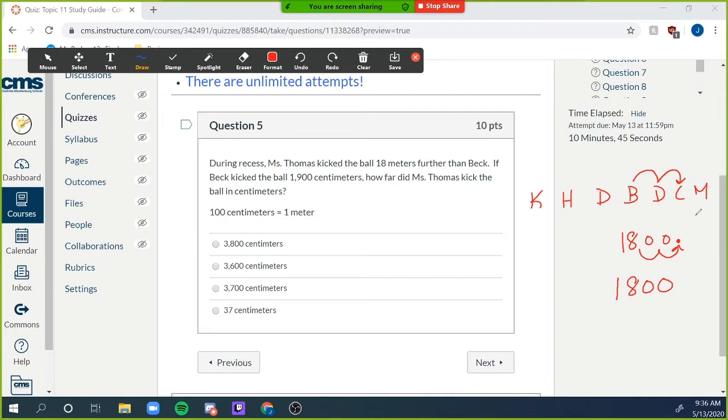So if Beck kicked it 1,900 centimeters, how far did Ms. Thomas kick it? Well, she kicked it farther by 1,800, so we're going to add it. And it's going to become 3,700 centimeters. So how far did Ms. Thomas kick it? She kicked it 3,700 centimeters.